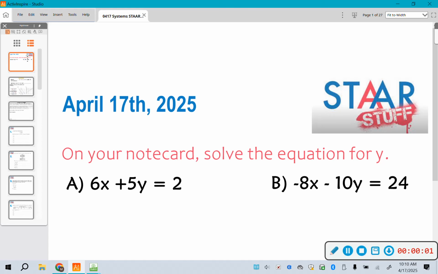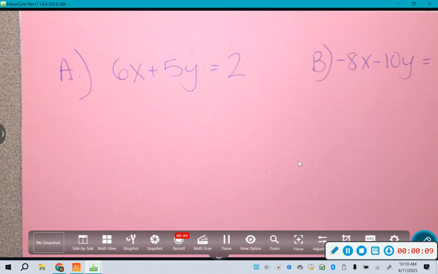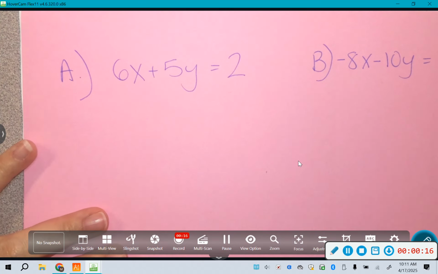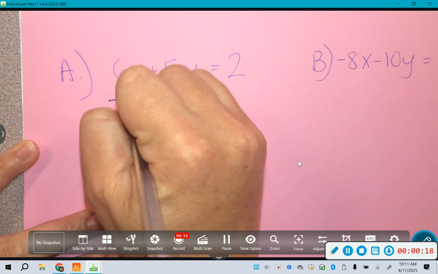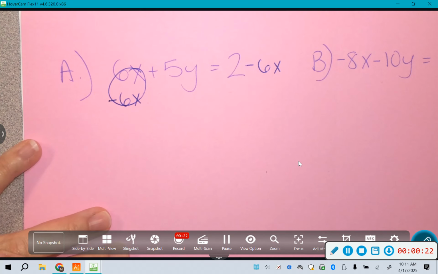Okay, this was our warm-up, which is important to know because we're doing systems. How do we solve for y? Move your x divided by y. So how do I move my x on A? Minus 6x. So we subtract 6x from both sides. That cancels. Now what?